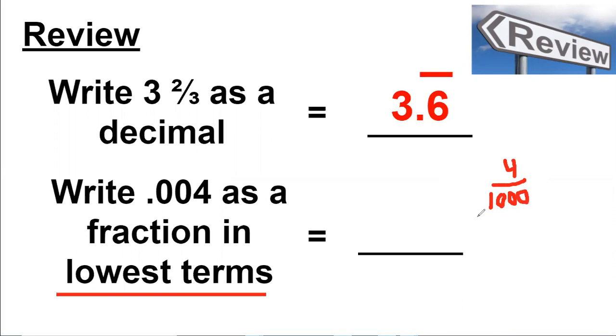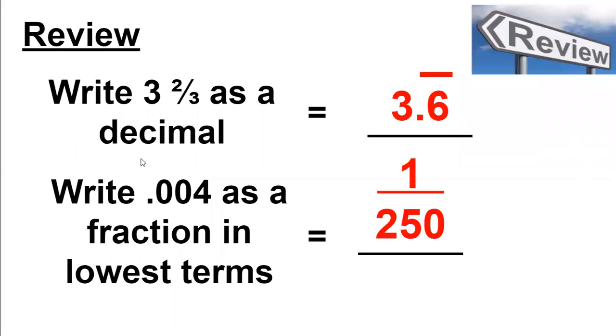We have to find a number that will go in both the top number, the numerator, and the bottom number, the denominator. I know that 4 will go into both the top and the bottom as well. So 4 divided by 4 on top is going to give me 1. 1,000 divided by 4 is going to give me 250. If you don't know that off the top of your head, you could always divide 1,000 in half and then divide it in half again. So the answer then to a fraction for 4 thousandths is 1/250th.